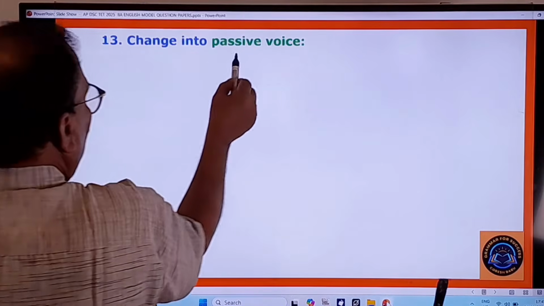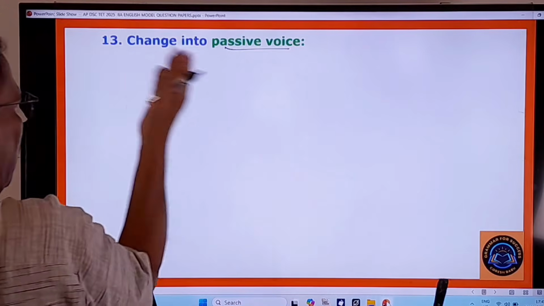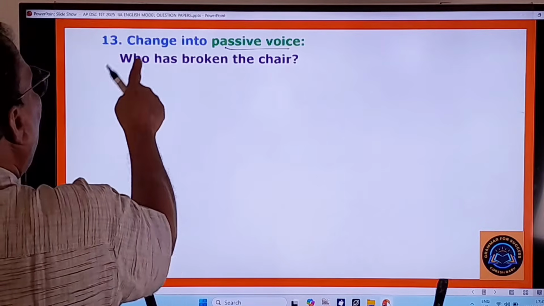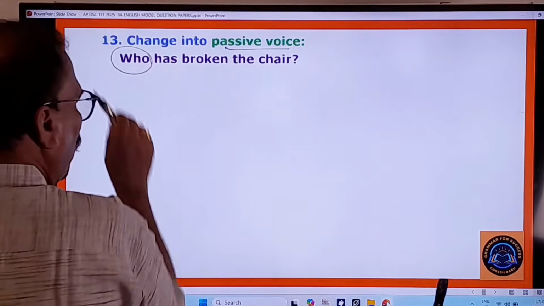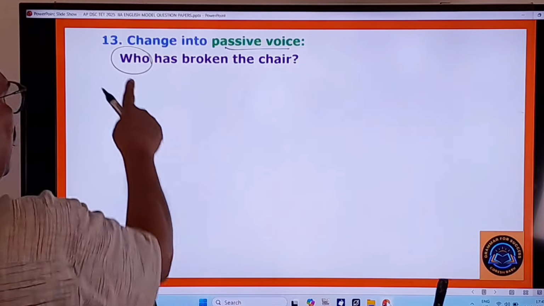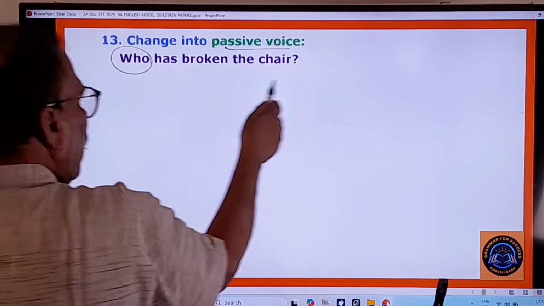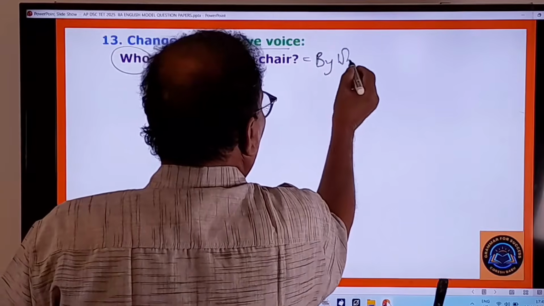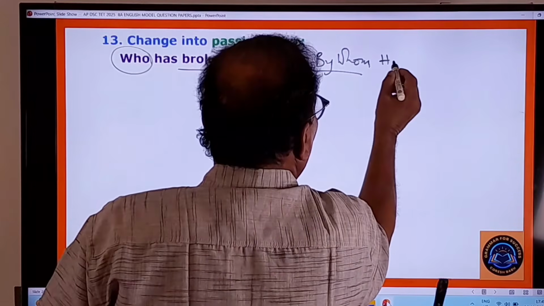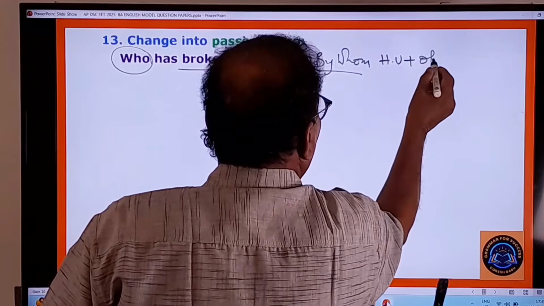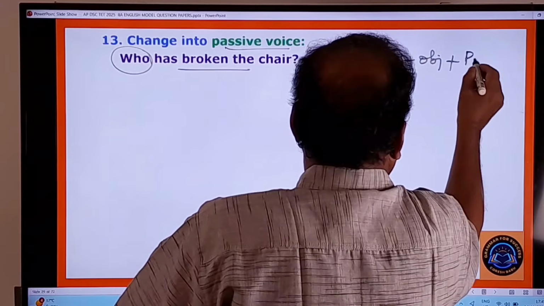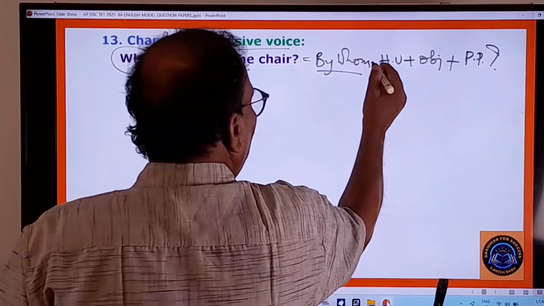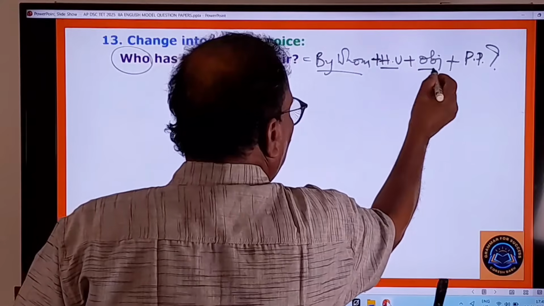Now the 13th question, change into passive voice. Some sentence is given in the active voice that you have to change into passive voice. What is that sentence given? Who has broken the chair? Now it is a WH question, and you know very well when the question with who is given, I'll give you the format here. By whom you have to use. Instead of who, helping verb first you have to use, then the object must be used, then past participle form of the verb must be used, then the question mark. By whom plus helping verb plus object plus pp.